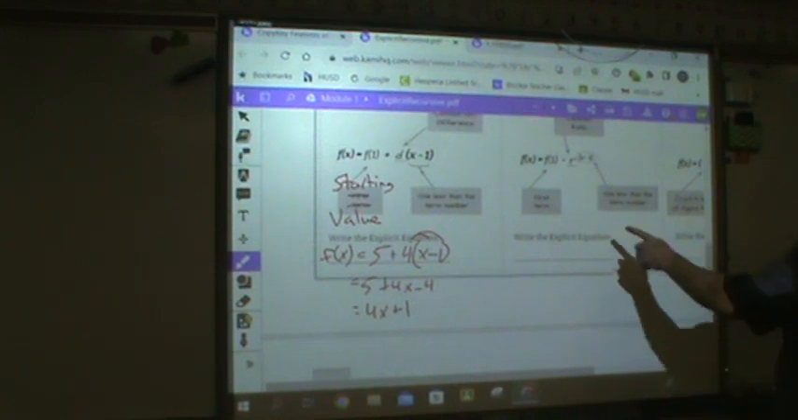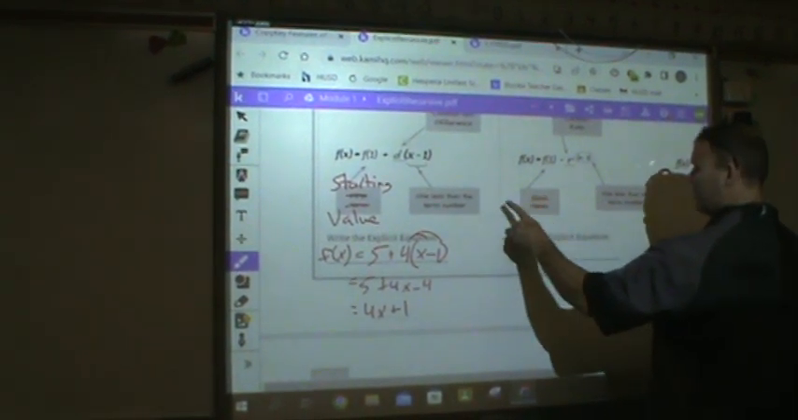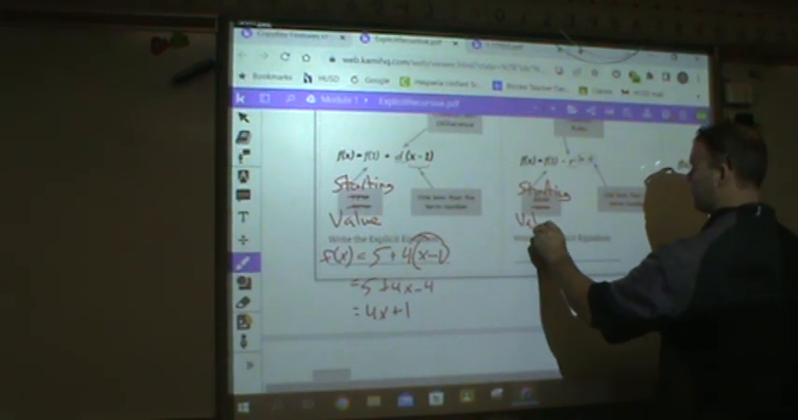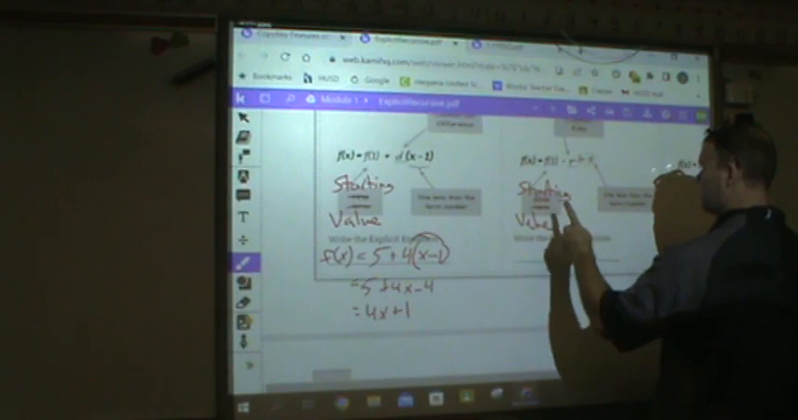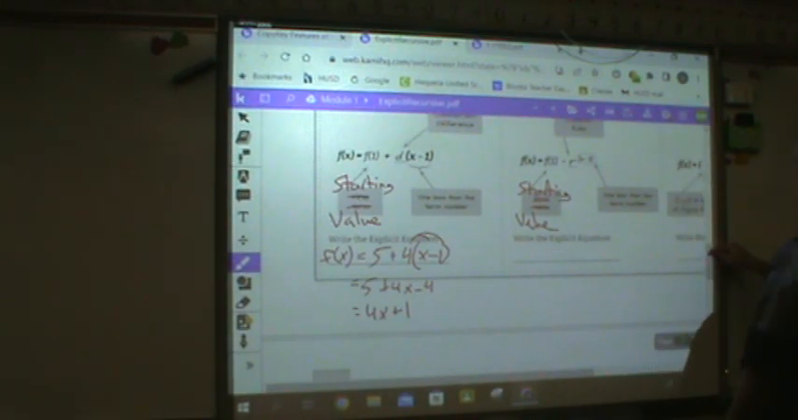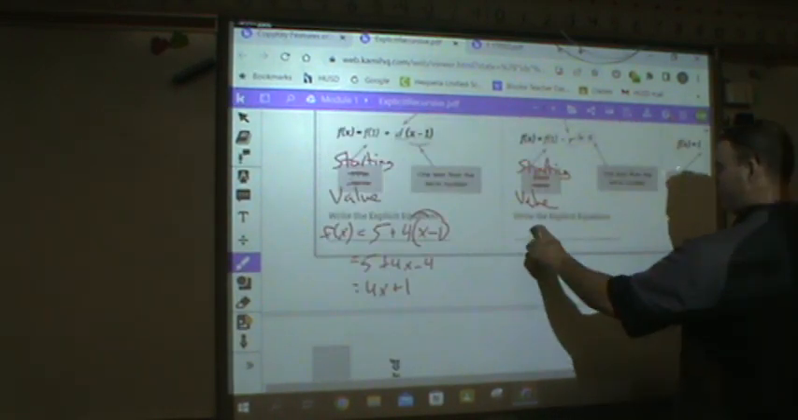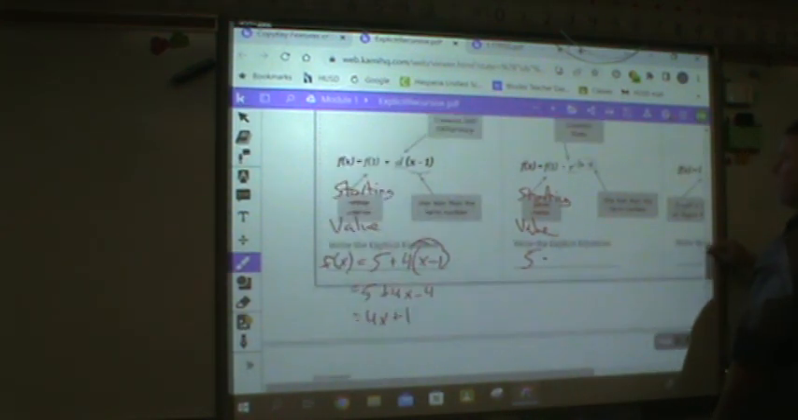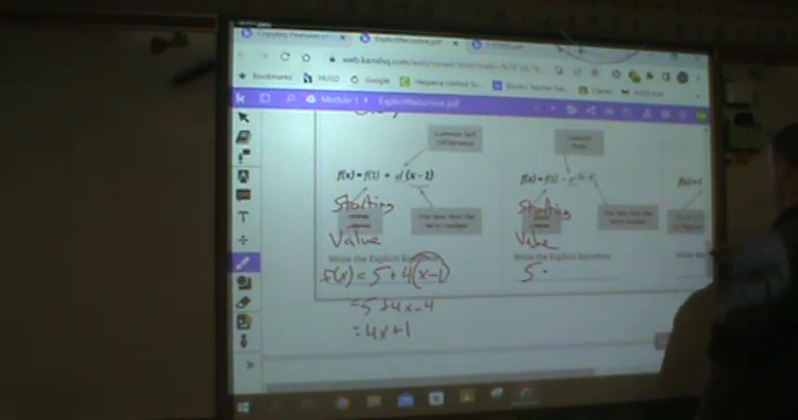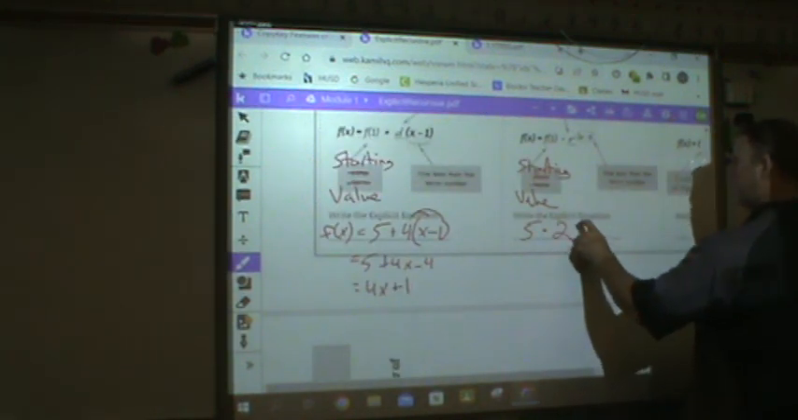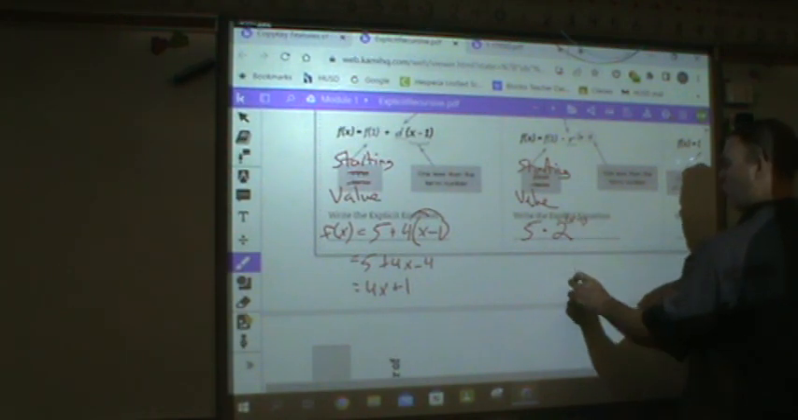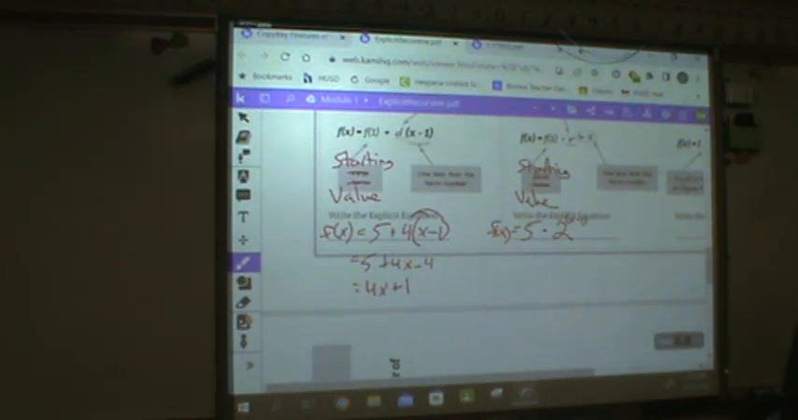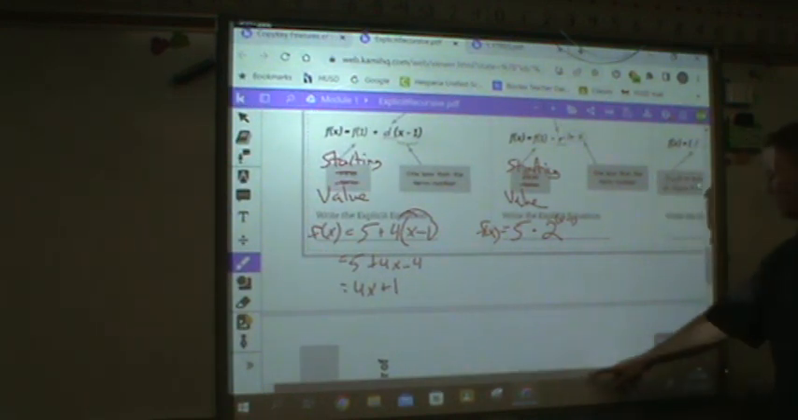So how do I create my explicit equation? I take the starting value, which what's the starting value? F of 1 is 5, and I multiply that by the, what does it tell me? Common ratio. So in this case, the common ratio is 2 to the x minus 1 power. There's your f of x. Okay, there's your explicit equation. We'll dive a lot more into that later.